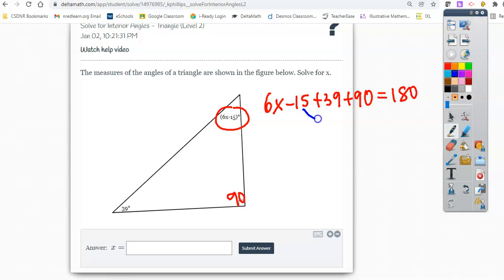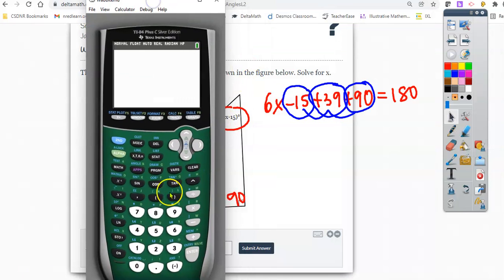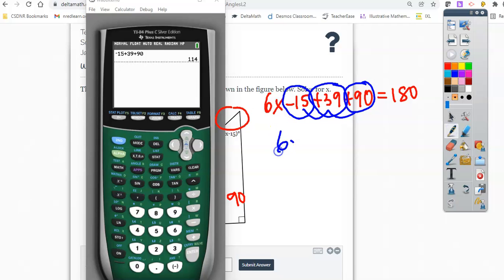Now here I have 3 like terms. Be careful because that's a minus 15, a plus 39, and a plus 90. So when you're using a calculator, you're going to combine this as a negative 15 plus 39 plus 90. So let me show you what I mean here. I have a negative 15, then a plus 39, then a plus 90. That's how I'm going to combine all those terms. So my 6x will stay the same, but all of these constants here will become a positive 114.